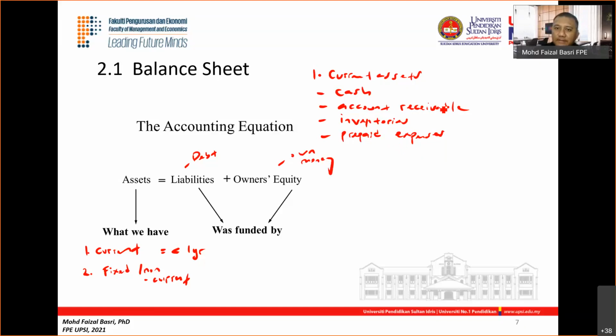So all of these will be under current assets. The similar element between all of them is that they will be converted into cash or redeemed within 1 year. Mature within 1 year.